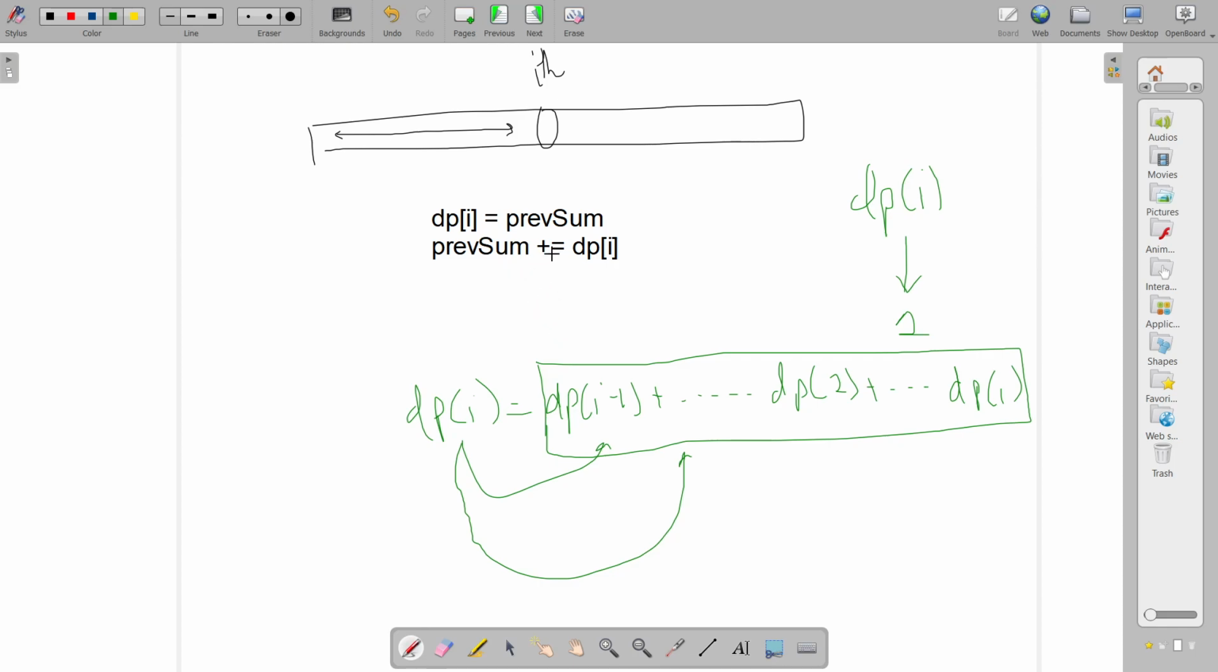Now I maintain a previous sum variable for this. Initially previous sum would be 1. I will start from the second index. For the first element, DP of 1 is 1. Then whenever you are at the ith element, you make DP of i equal to the previous sum, that is the sum of DP of j such that j is from 1 to i minus 1. And then you update your previous sum. So this is how you would have solved the problem if only condition 1 was there.